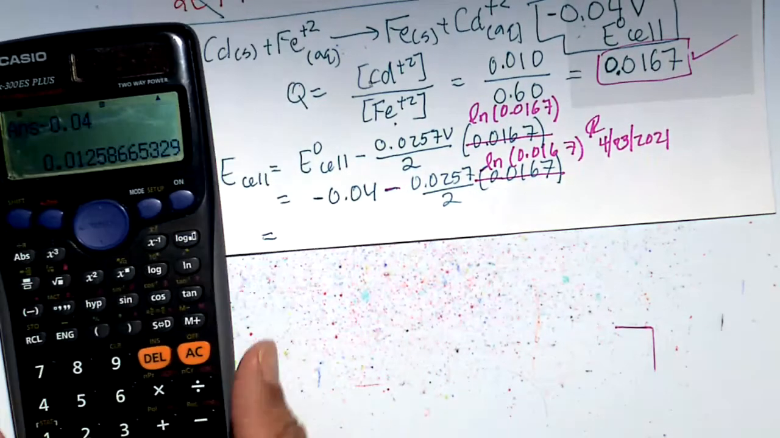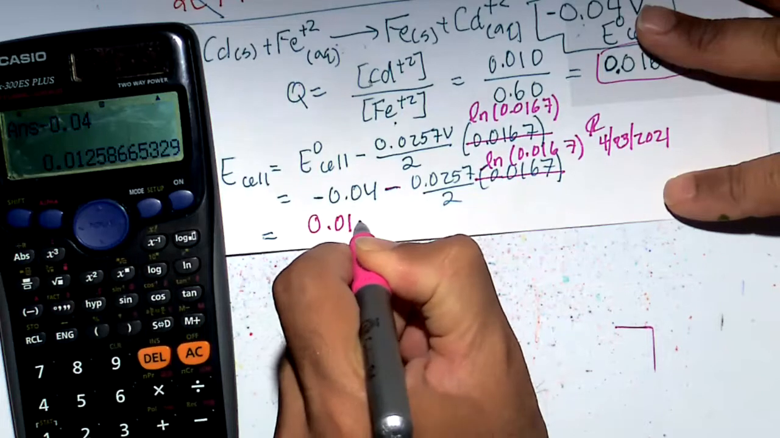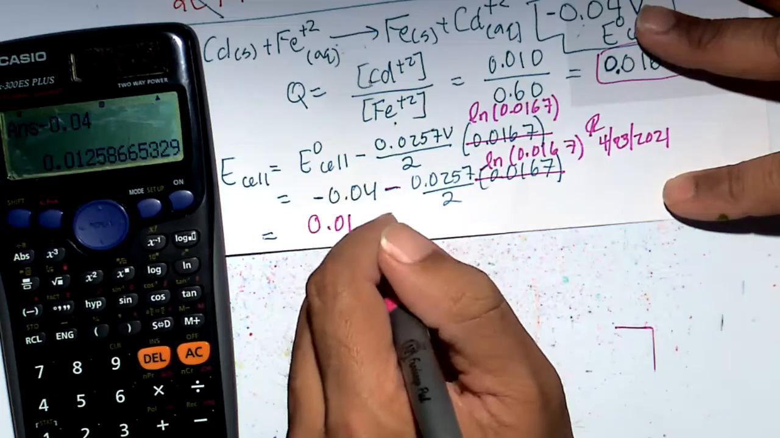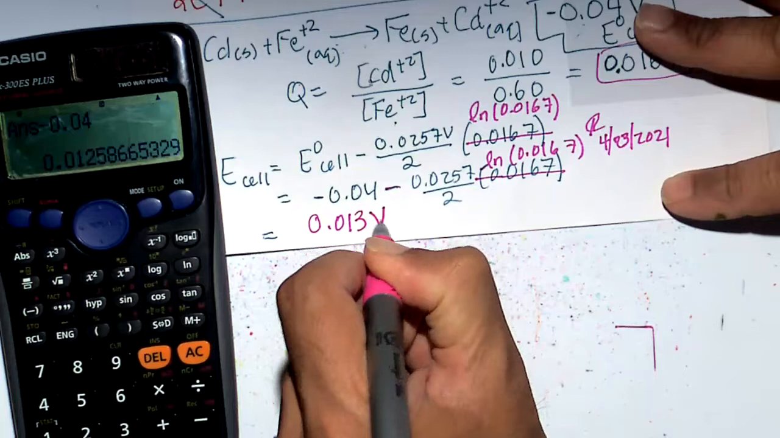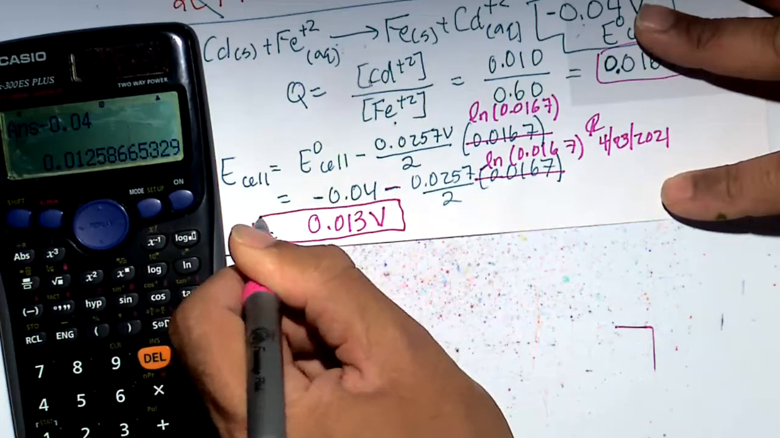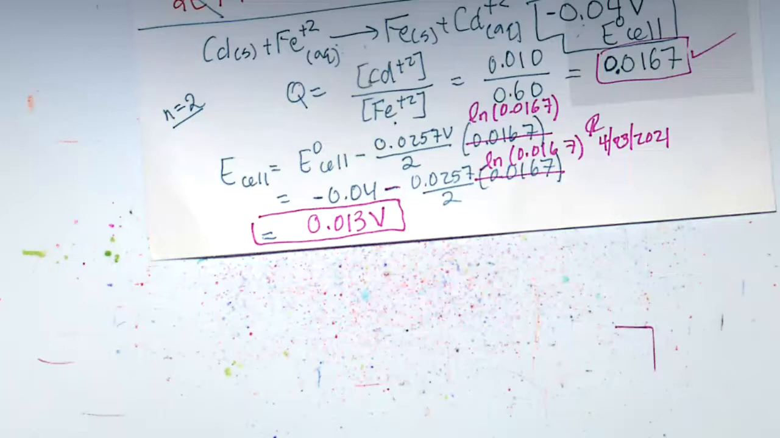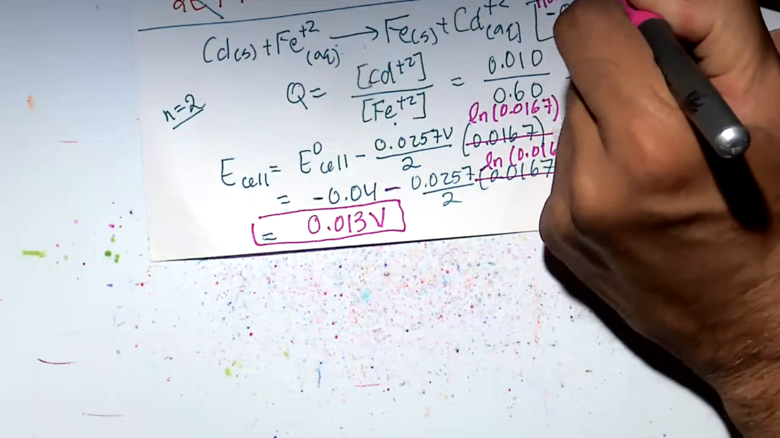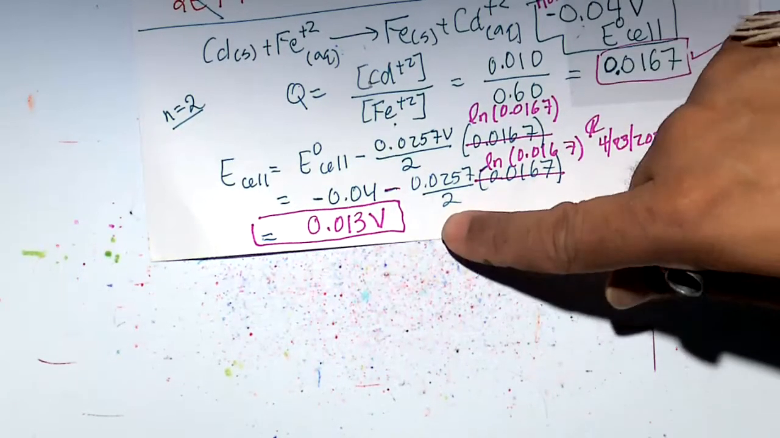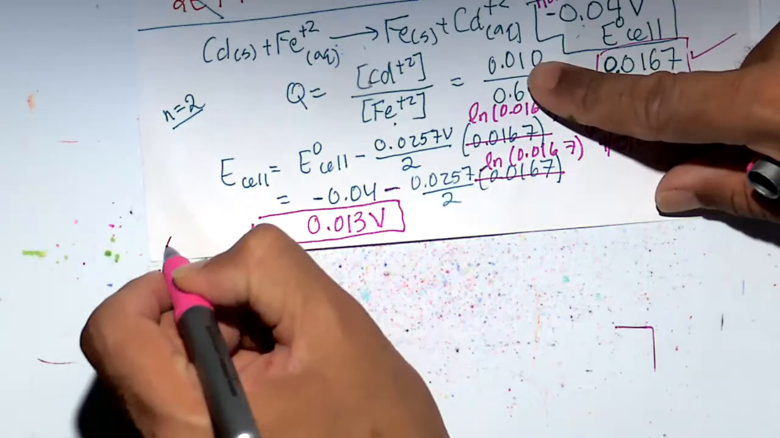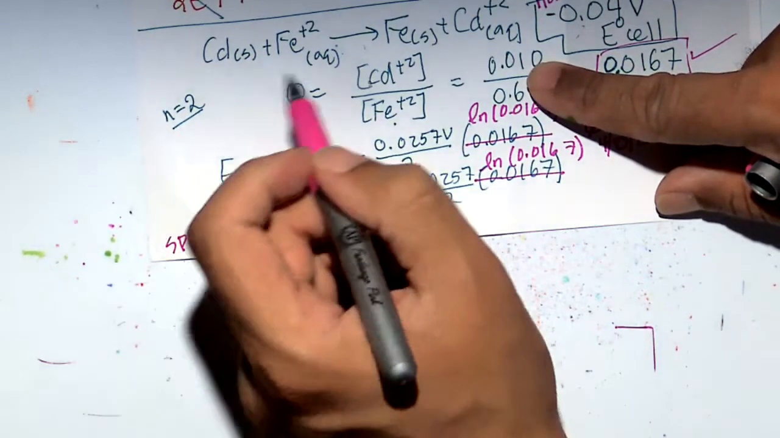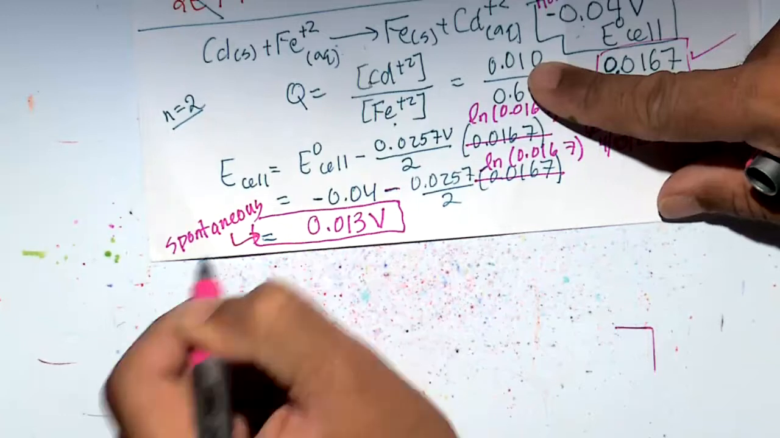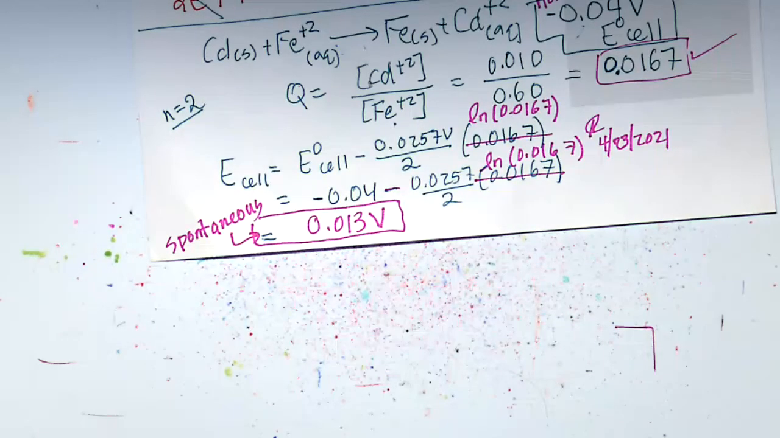0.012, 0.013 volts. Okay, I got confirmation. So let's do 2 sig figs. Yeah, 0.013 volts. Okay, so at standard state, this is non-spontaneous. Standard state, that is. Under these conditions, under these concentrations, it is spontaneous. Under these concentrations of cadmium and iron, it is spontaneous. So you see, things really change if you play around with the concentrations.